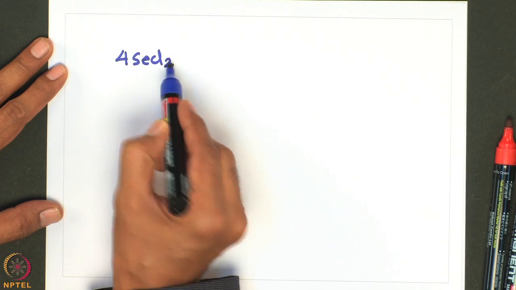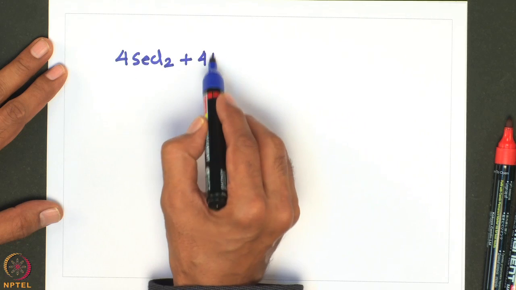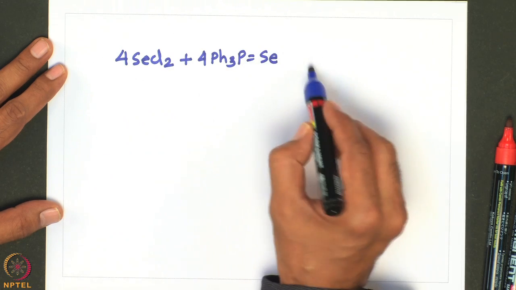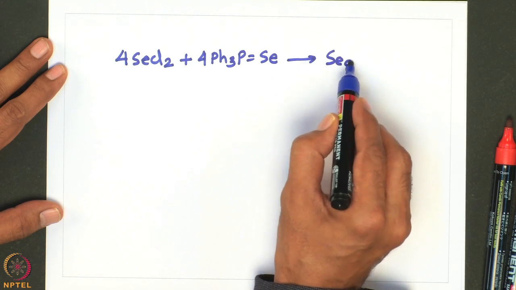Selenium also possesses several allotropes. Crystalline red monoclinic selenium exists in 3 forms, each containing Se8 rings with the crown conformation very similar to S8, and elemental selenium can be prepared by treating selenium chloride with triphenyl phosphine selenide. For example, 4 SeCl2, when treated with 4 equivalents of triphenyl phosphine selenide, leads to the formation of Se8.